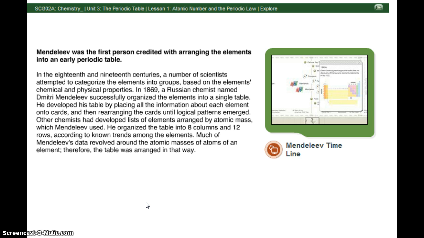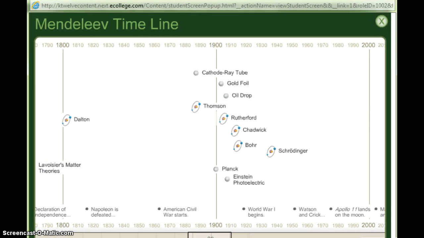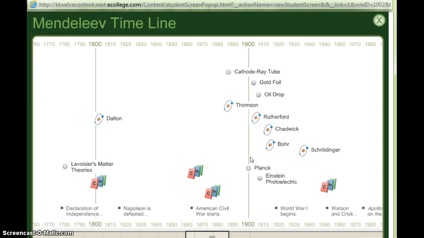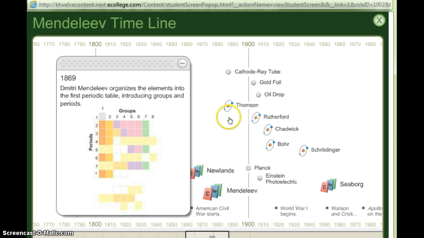Mendeleev was the first person credited with arranging the elements into an early periodic table. All right, so let's check out when this happened. All right, so we have Mendeleev, and it was right before the 1900s, and you can see that that's important because that's when a lot of work with atoms started. So he arranged a periodic table before we really knew a lot about the atoms.